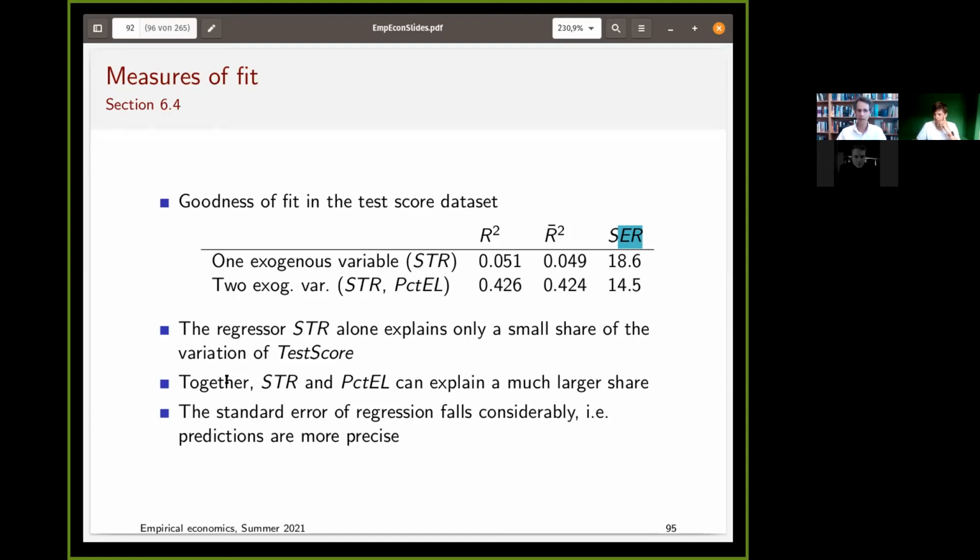But if we add the percentage of English learners to our model and use both regressors as explanatory variables, then we can explain a much, much larger share of the variation, almost 40%, more than 40%. And also the standard error of regression falls considerably, so predictions are much more precise in that case.